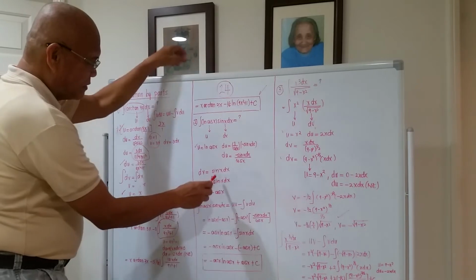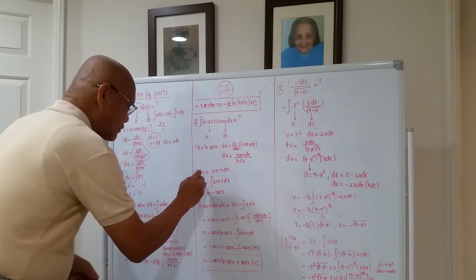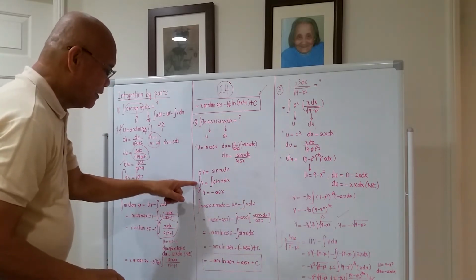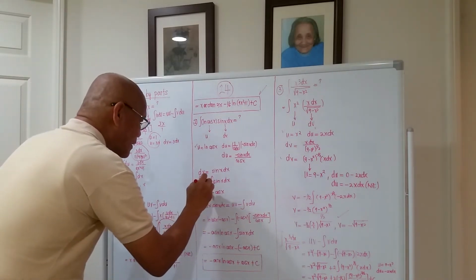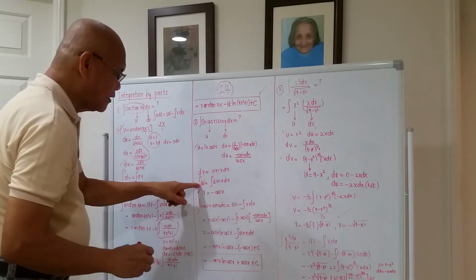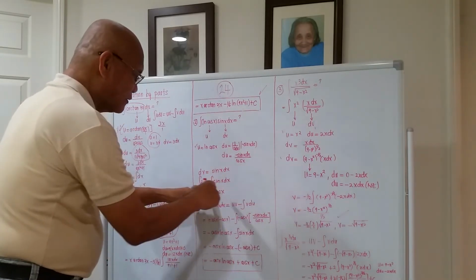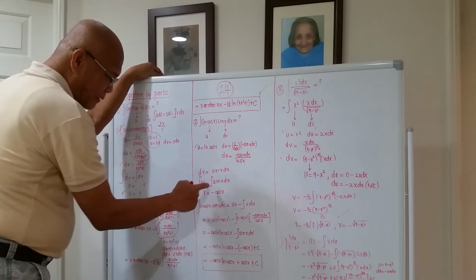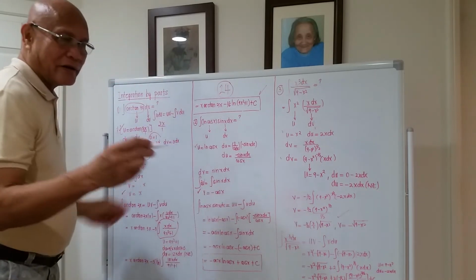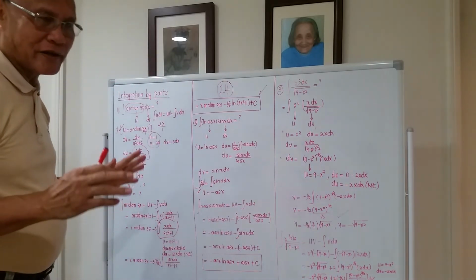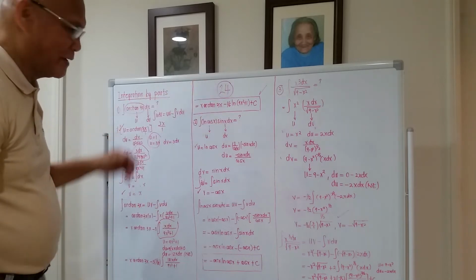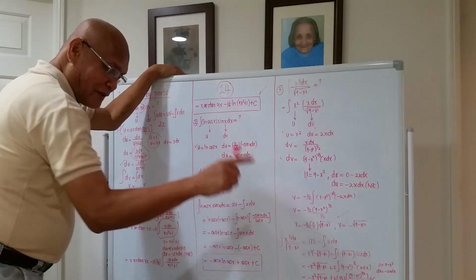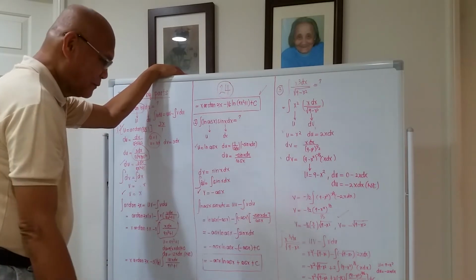dv is sine of x dx. Take the integral of both sides. Okay? The integral of dv equal to the integral of the right hand side, the integral of sine of x dx. The integral of the differential of v is just v. The integral of sine of x dx, so it's an exact formula. There's an integration formula for sine. It's negative cosine. So v is actually negative cosine of x. Okay? That's an exact formula from the previous discussion.